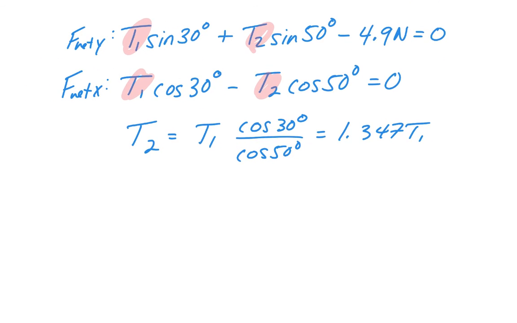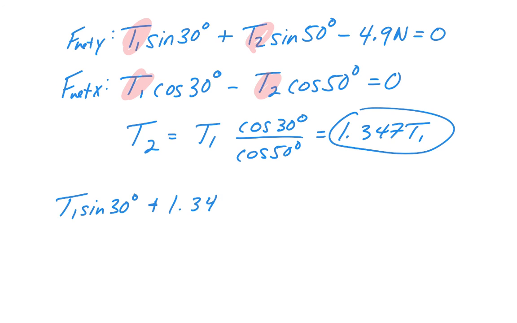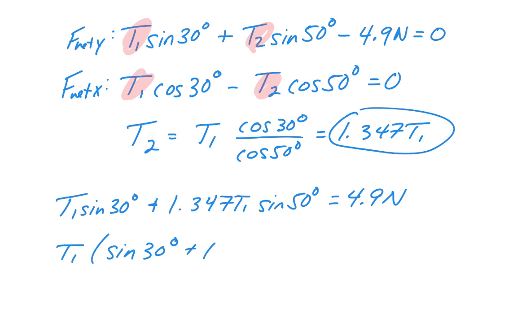Then I'm going to substitute this into the first equation, which is my F net in the y direction. And I'm going to get T1 times the sine of 30 degrees plus T2, but instead of writing T2, I'm going to write what I got here: plus 1.347 times T1, that was just T2, times the sine of 50 degrees must equal, and I'm just going to bring this 4.9 over to the other side, must equal 4.9 newtons. The rest is just some algebra. I'm going to factor out T1, and I'm going to take the sine of 30 degrees plus 1.347 times the sine of 50 degrees equals 4.9 newtons.